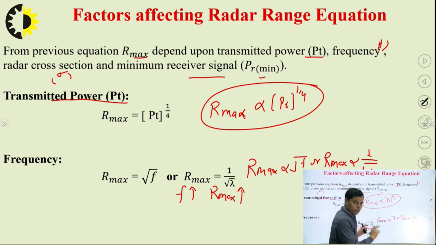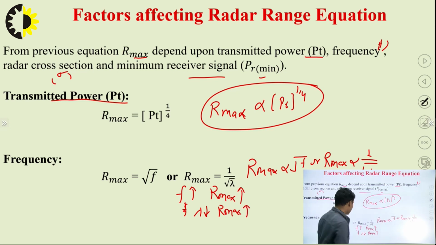So from the previous equation we are deriving that if we increase f, R max will also increase. But simultaneously f is dependent on the wavelength lambda. So if we want to increase R max, we have to increase the frequency, and ultimately we are reducing the value of lambda, then R max will increase. Now one important thing to consider is that lambda will also be dependent on the beam width of the antenna.